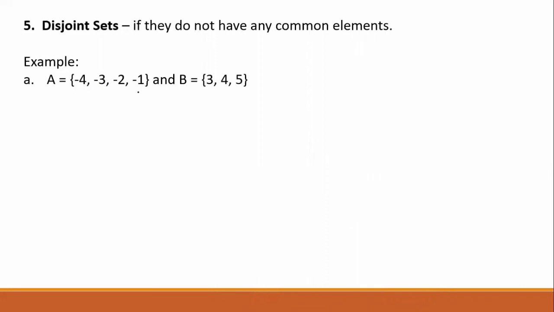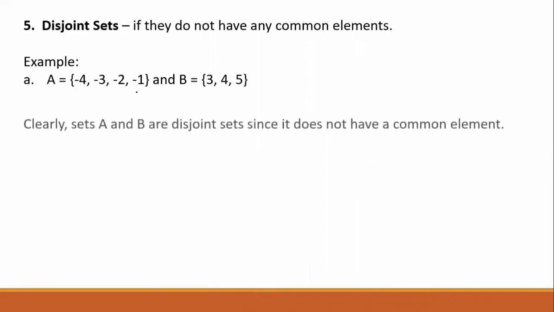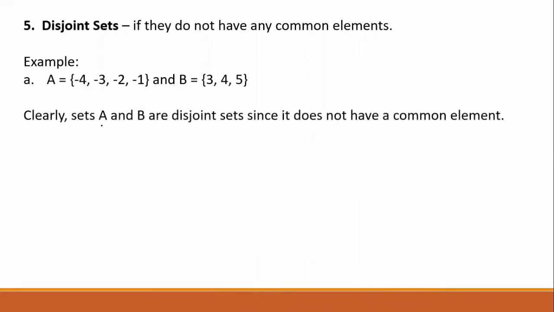No common element. Therefore, sets A and B are clearly disjoint sets since they do not have a common element, because -4, -3, -2, -1 are the elements of A, while B has the elements 3, 4, and 5. You cannot find any that are the same. So that is disjoint sets.